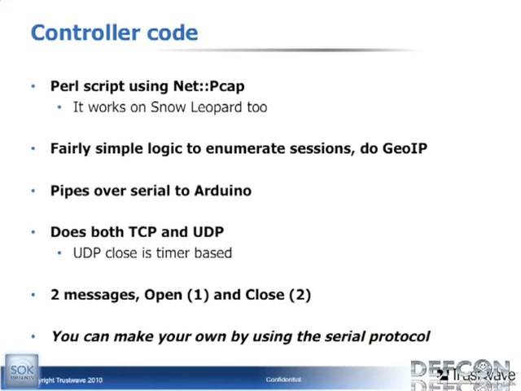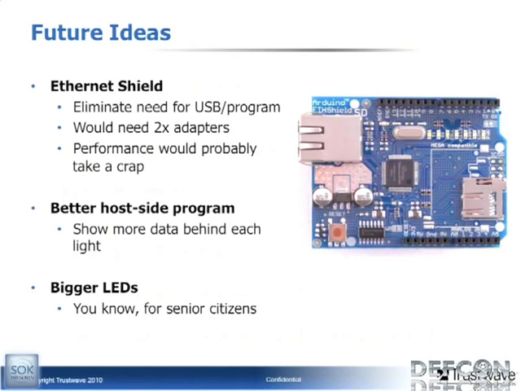Heck, you could take the serial box code, figure out how it works, how a network engineer would approach this problem, and change some stuff. The other ideas I had were maybe you could make an Ethernet version of this. There is such a thing as Ethernet Shield. It would eliminate the whole USB thing, but honestly, I think it would probably be really poor performance. So I don't know about that. Maybe there's better host side programs. Of course, the most important one is bigger LEDs, right? That would be the big feature add there.